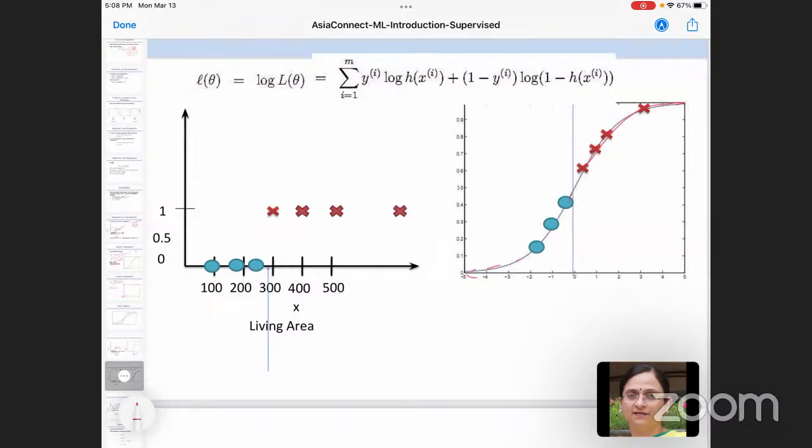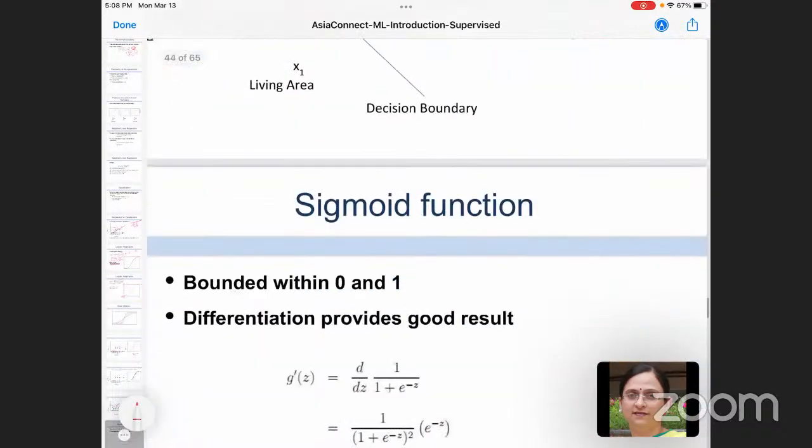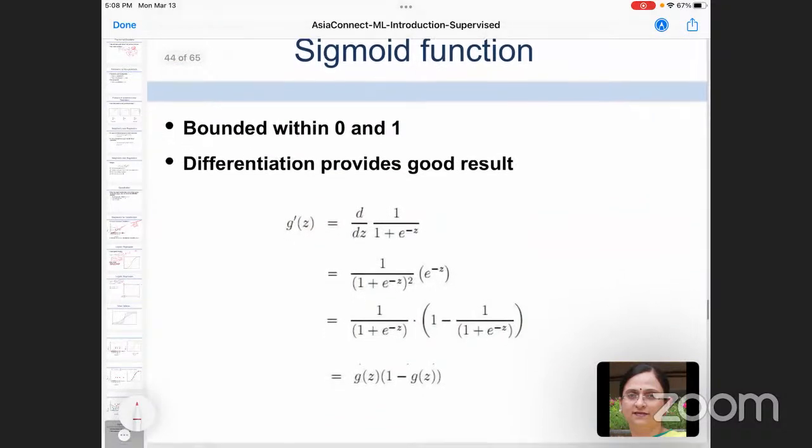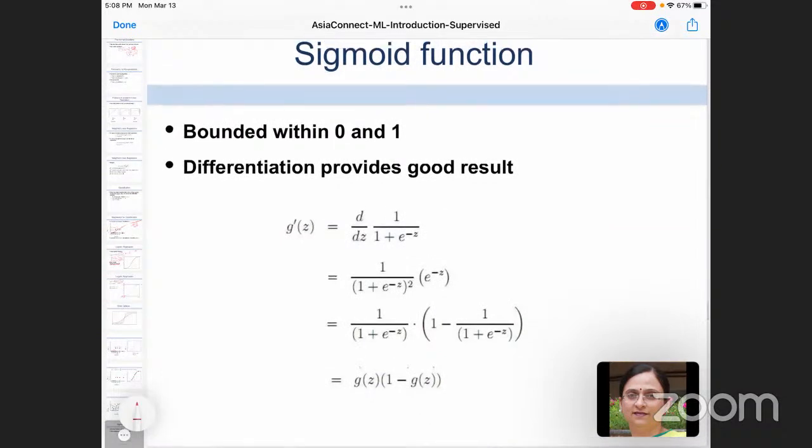Using this function, we'll do logistic regression. Now we'll go into a little more detail in terms of the mathematical formulation. First, I should discuss these things. It is bounded by 0 and 1. I have already discussed this. This is 1 and this is 0. This is the sigmoid function.